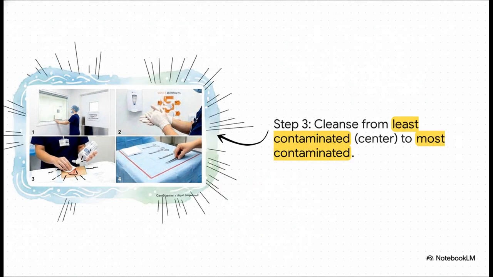Next up, step 3 is isotonic dynamics. This sounds technical, but it really just refers to how you actually clean the wound, and the technique is very precise. You clean from the center of the wound, which is the least contaminated part, outward toward the edges, the most contaminated part. This methodical motion keeps you from dragging bacteria from the skin back into the wound.